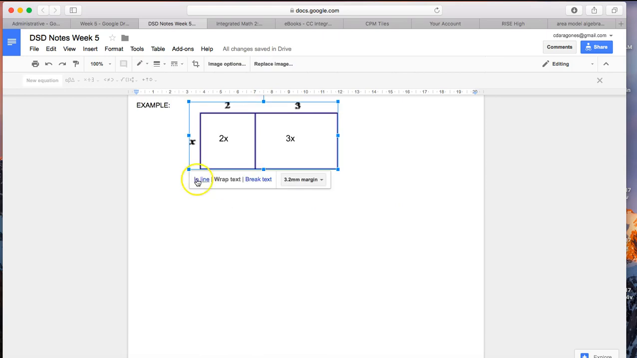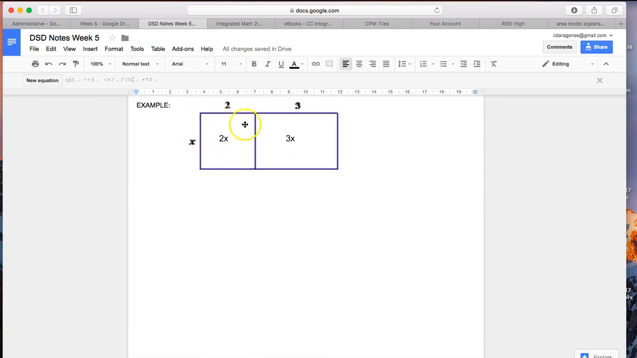Next is I want to find the area as a sum. So I'm just going to take both of my rectangles' areas and add them up together. So area as a sum equals 2x plus 3x. Then I have to write it as a product. So I have to take my length, which is x, times my width, which is 2 plus 3, which is x times 5, or 5x.